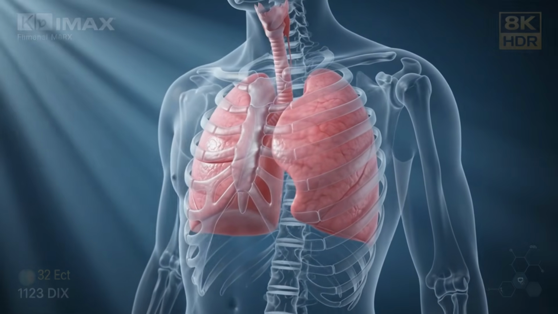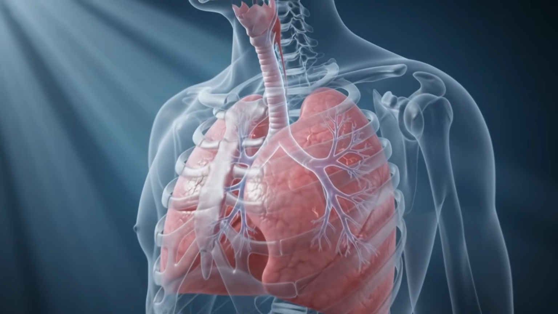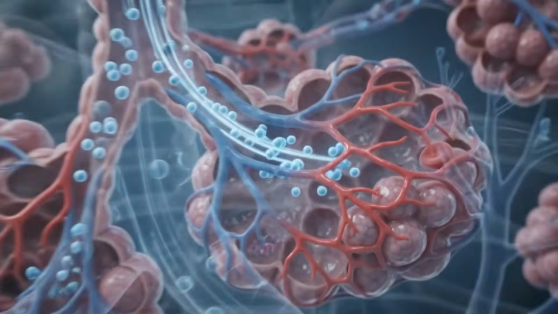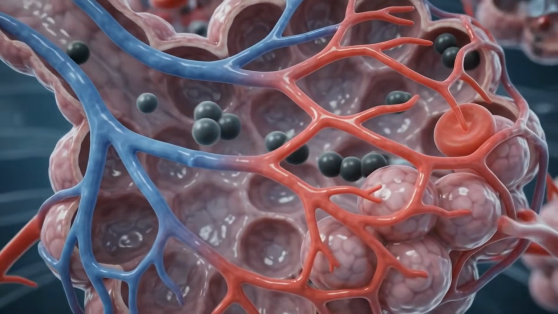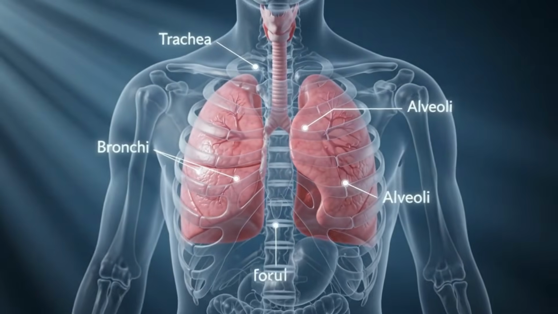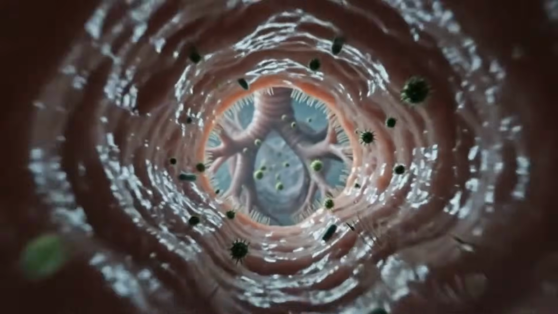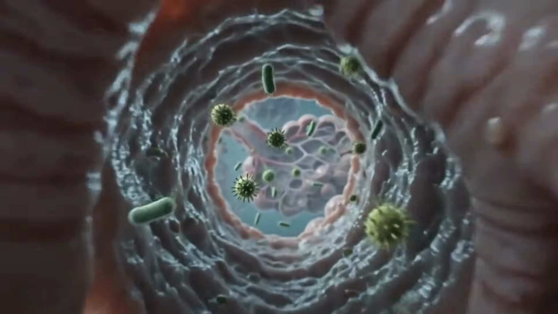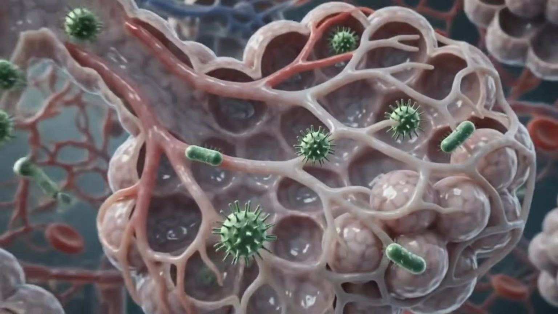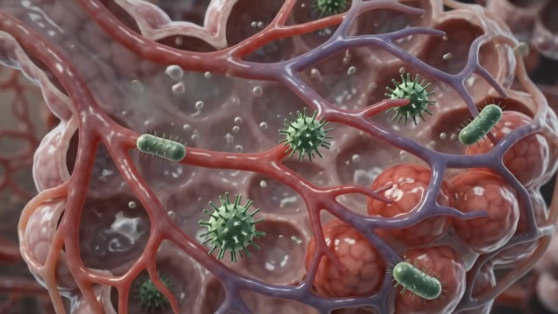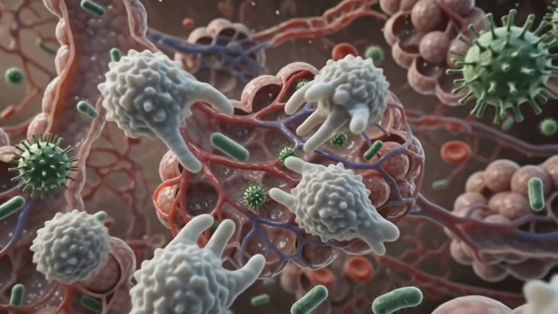Healthy lungs contain millions of tiny air sacs called alveoli, where oxygen enters the bloodstream and carbon dioxide leaves the body. Pneumonia begins when bacteria, viruses, or fungi invade the tiny air sacs deep inside the lungs.